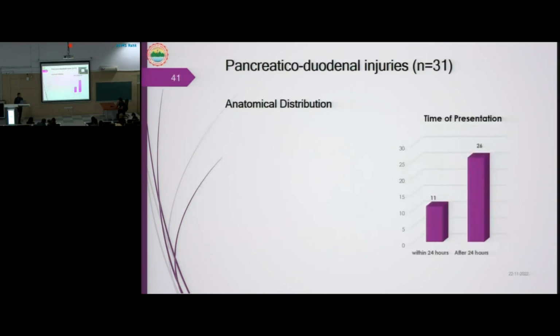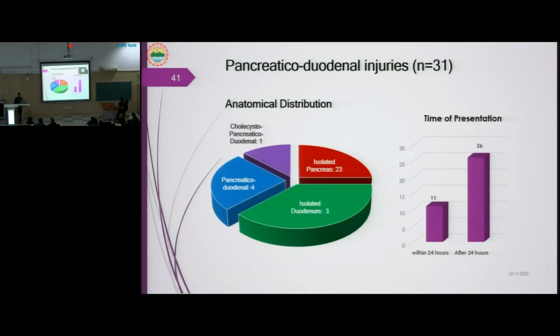I would like to take this opportunity to show you the cases which we have done in the last 3 years. We had a total of 31 cases with pancreatico-duodenal injuries, in which one patient had cholecystopancreatico-duodenal trauma, isolated pancreatic injuries in 23, isolated duodenal injuries in 3 patients, and pancreatico-duodenal injuries in 4 patients.